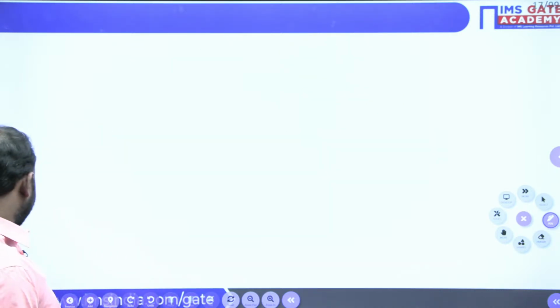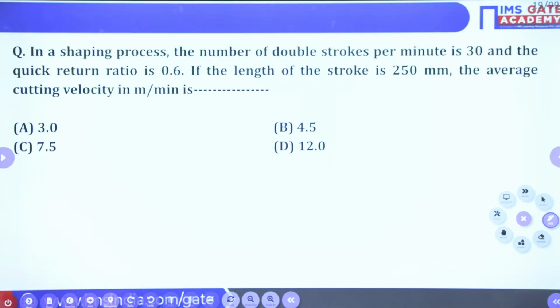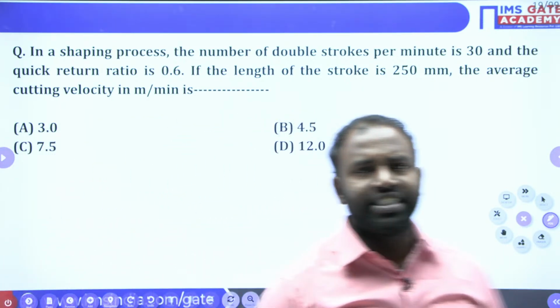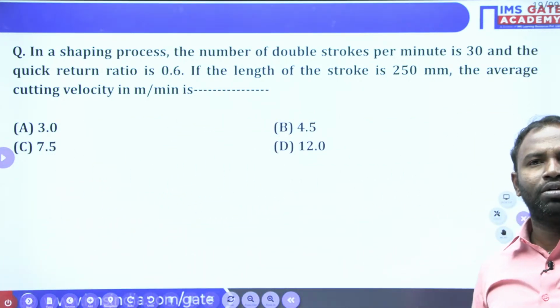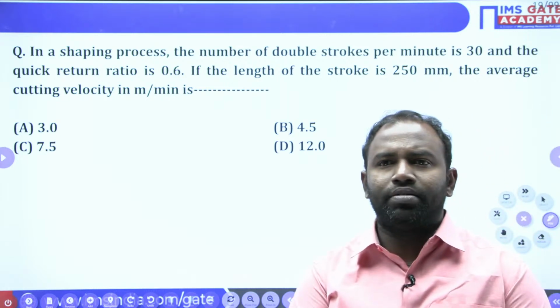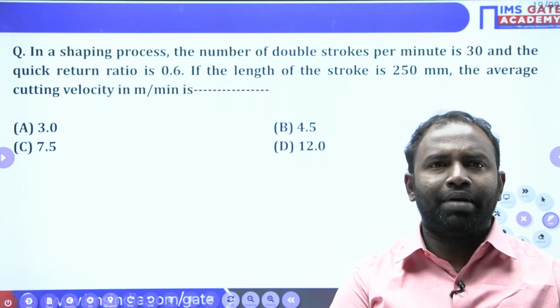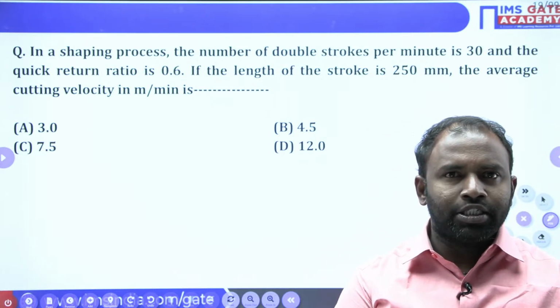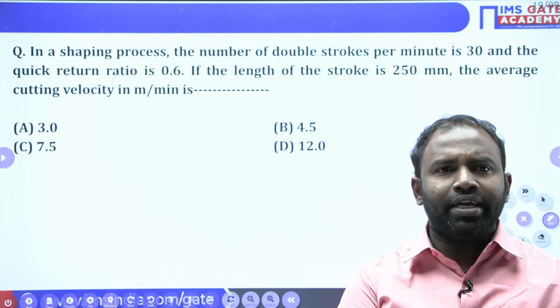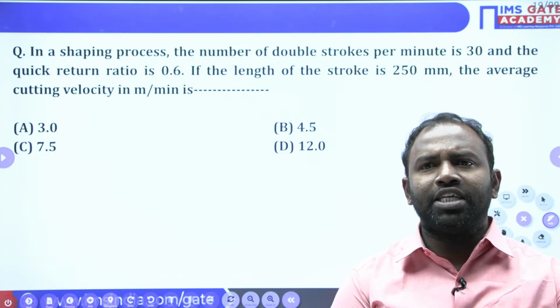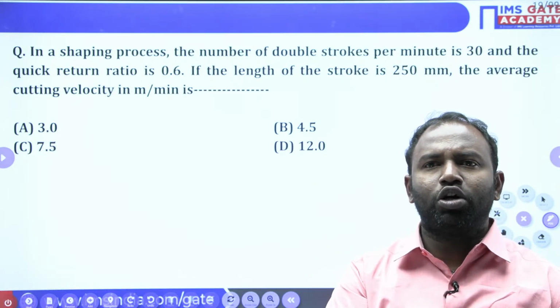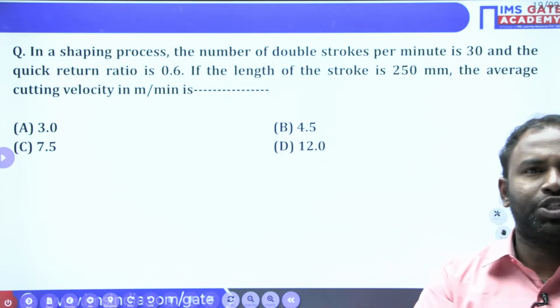Now, let us go for the next question, guys. Have a look at this question. It is related to shaper only. Just now we have solved a similar one. By the previous question, I hope anybody can solve this question. Please place your answers in the live chat box. What's your answer?